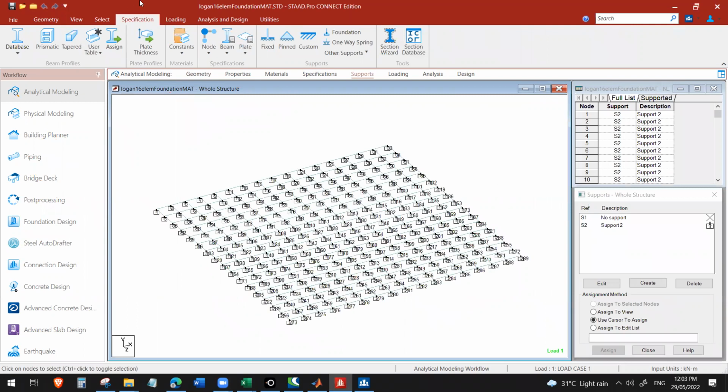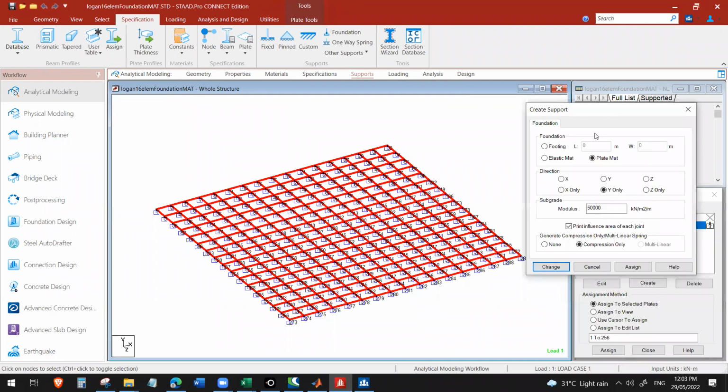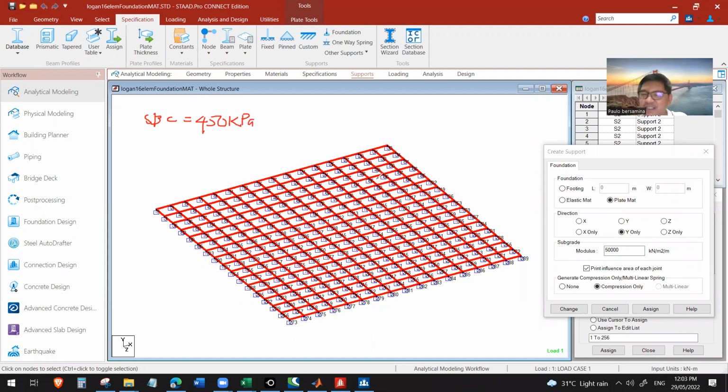Okay. So again, the support is 50,000 kilonewton per cubic meter. So ang computation niyan is, so SBC natin, di ba, is 450 kPa. Again, this is just supposedly, no? Supposedly it should come from geotech, no? Geotech dapat, no? But again, if you read Joseph Bowles, may mga correlation siya doon.